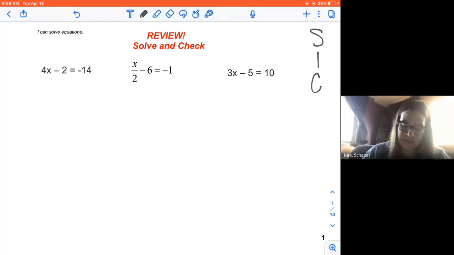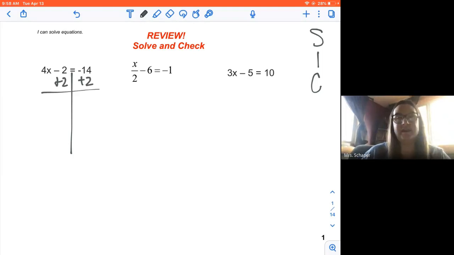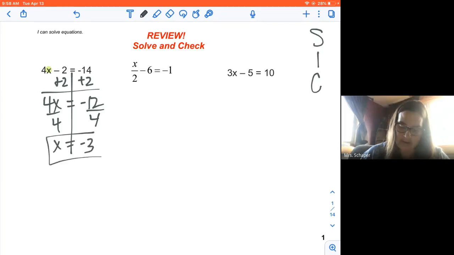So when I look at this first particular problem, everything is simplified. All my terms are combined. There's no grouping symbols. We're good. So I'm going to add 2 to both sides because addition undoes the minus. And I'm going to try to get that x all by itself. And so we end up with 4x is equal to negative 12, making sure that my computation is accurate. We're going to divide both sides by 4 because 4 undoes the multiplication. So x is equal to negative 3.